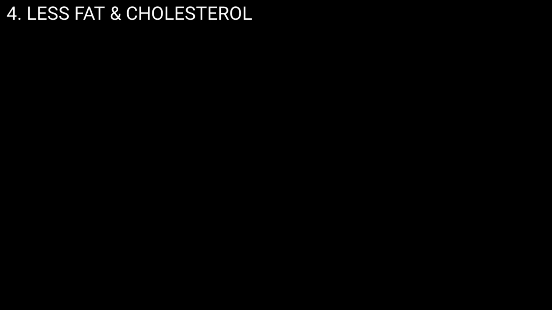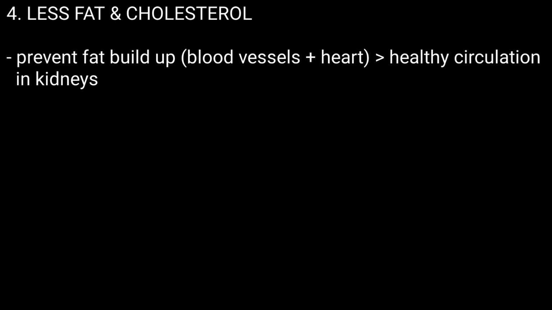Then, choose foods with less fat and cholesterol. This helps in preventing fat from building up in your blood vessels and heart, which helps in healthy blood circulation in kidneys. Finally, choose foods and drinks with less phosphorus.